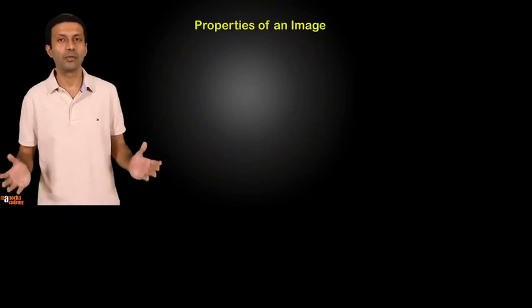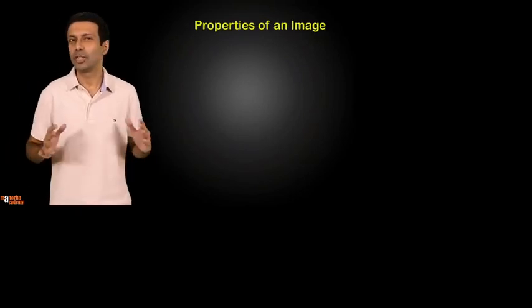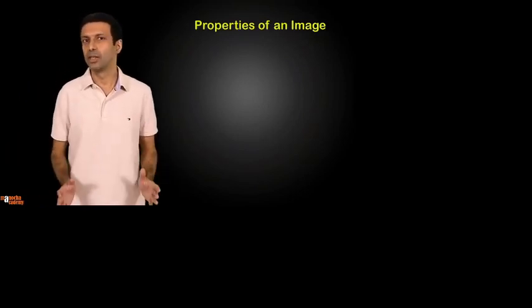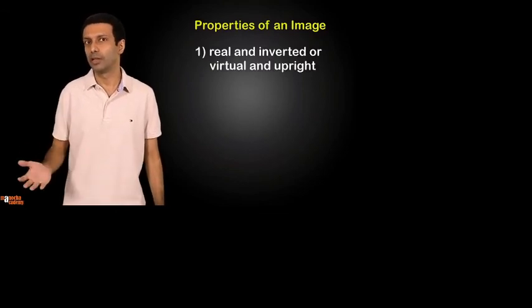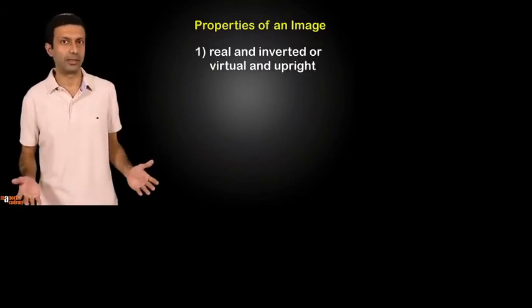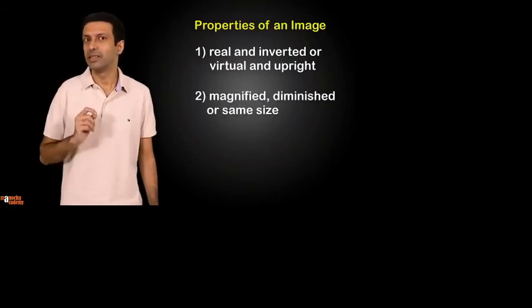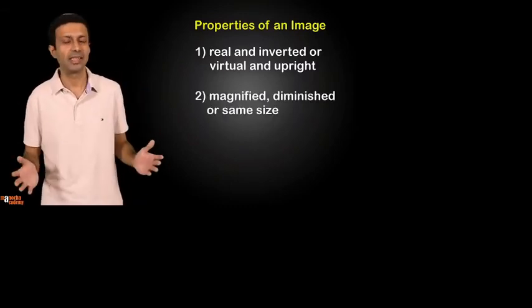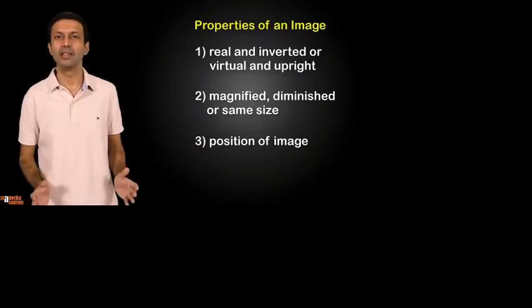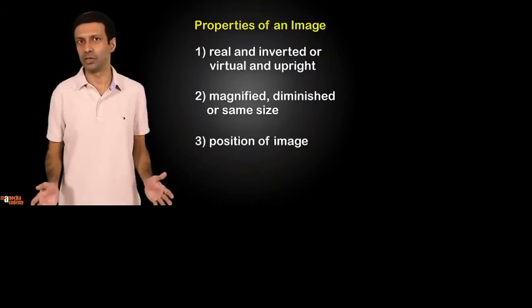What are the properties of an image? There are 3 points to consider here. First, is the image real and inverted or is it virtual and upright? Second, is the image magnified, diminished or is it the same size as the object? And third, what is the position of the image?